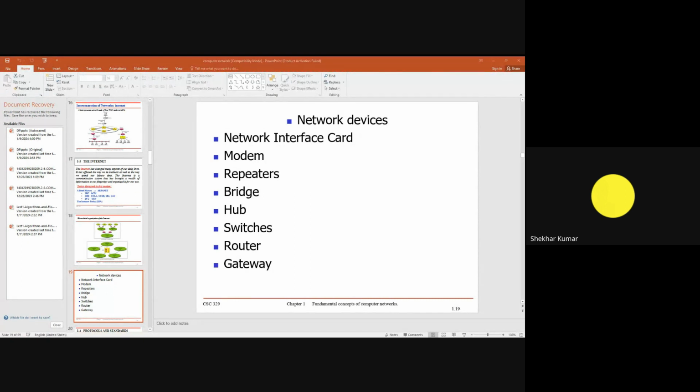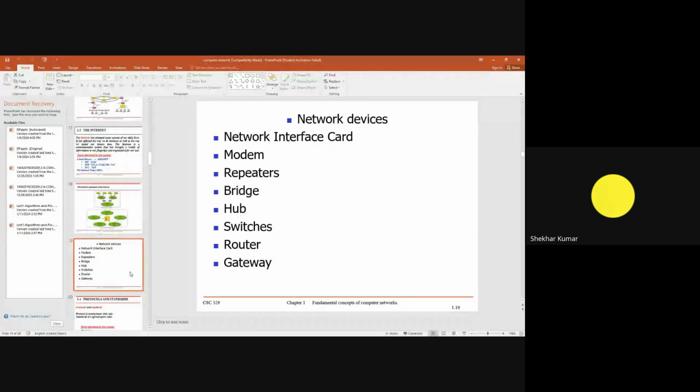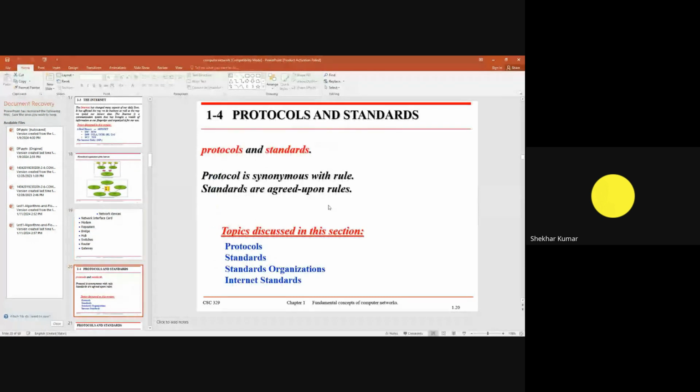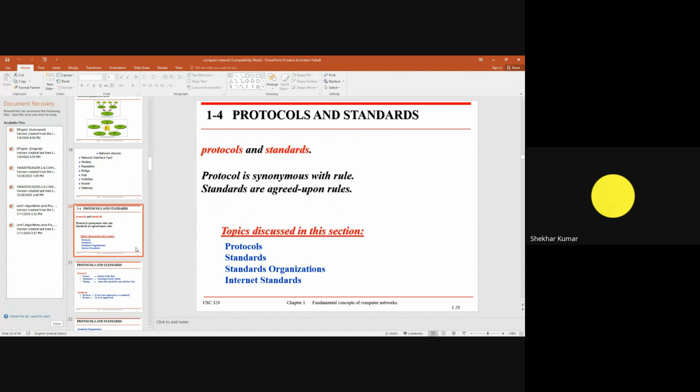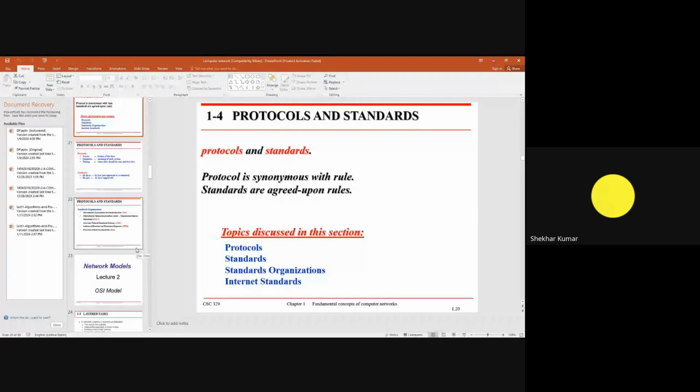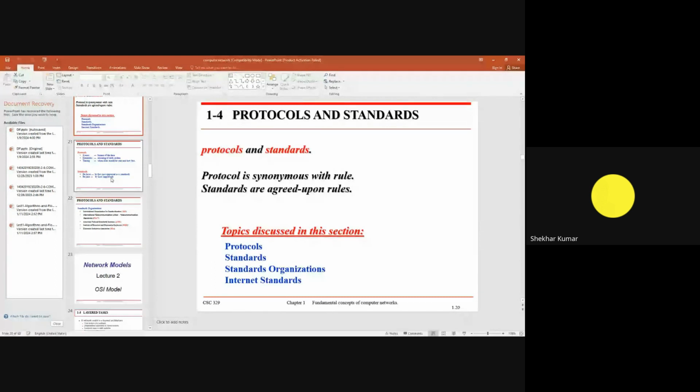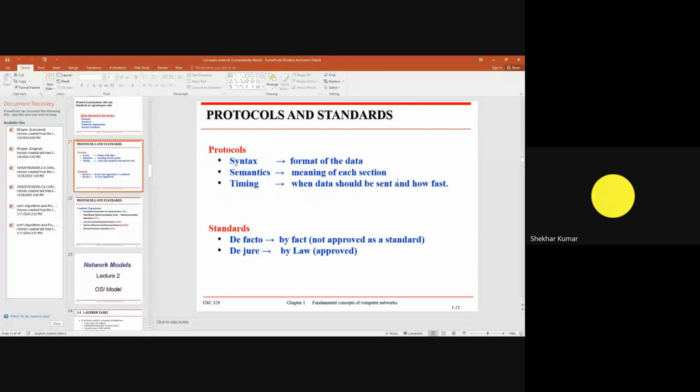So we use these different types of network devices in our computer network. These are the different types of our network devices. And protocols are your rules and standards, a set of rules which are used to transfer the data from one location to another location. Protocols have some syntax, that is the format of the data, and they also have semantics, that is the meaning of its sections, and some timing.